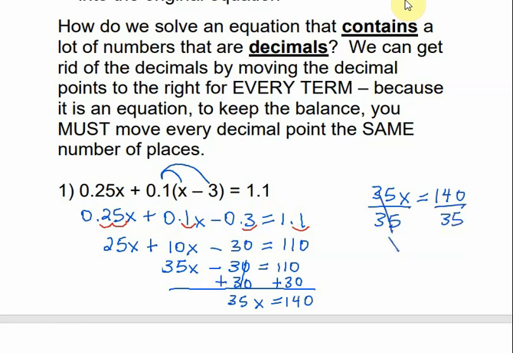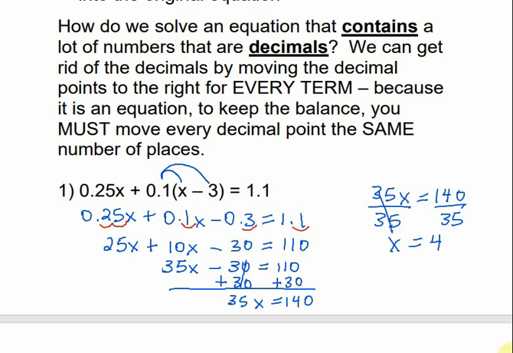And 35 will go into 140 4 times. And we don't have to put any decimals back in it because we moved all of the decimals the same number of places. Then this is the answer we would have gotten even if we hadn't moved the decimals. But it's a lot easier to get rid of the decimals.